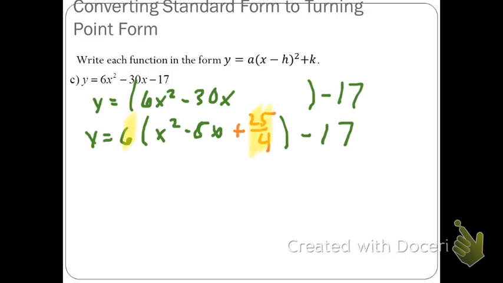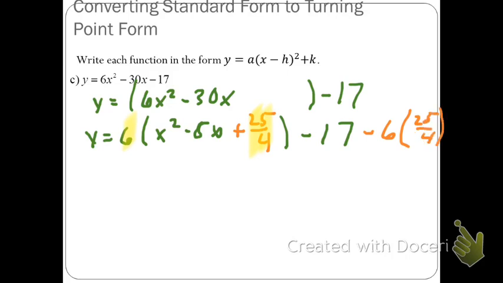So it's a little bit more difficult to determine what I actually added to this side of the equation. Well, at least it's not just this number right here. Since what I really did was add 6 times 25/4, I'm going to subtract 6 times 25/4 from the end. All right?